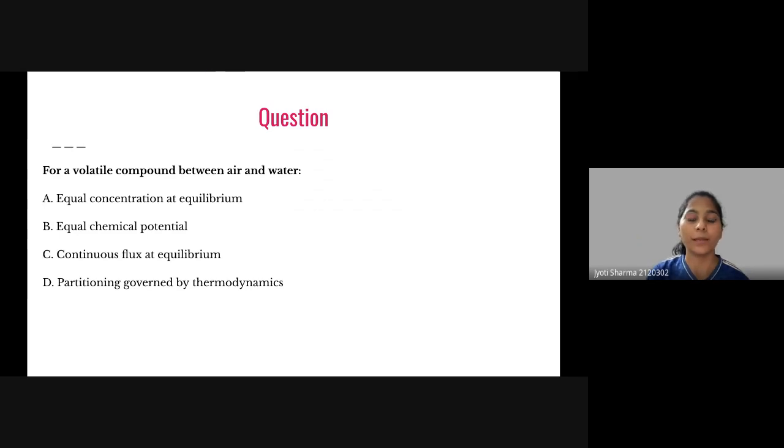Next question is, for a volatile compound between air and water, we have four options: equal concentration at equilibrium, equal chemical potential, continuous flux at equilibrium, partitioning governed by thermodynamics. Again, this is an MSQ. So if a volatile compound is moving between air and water, what are the conditions that are right?